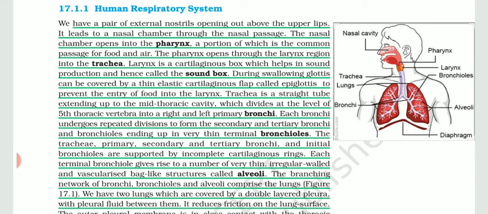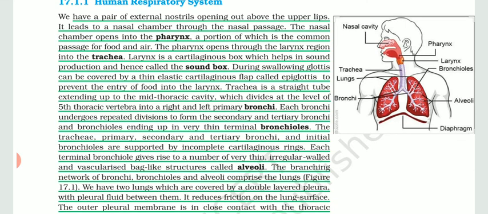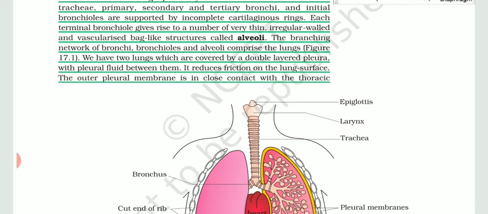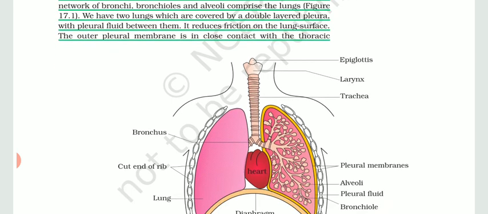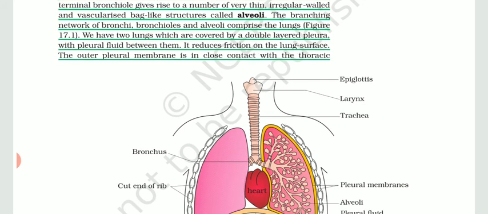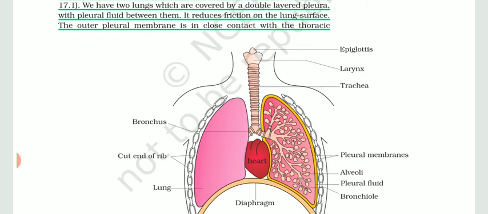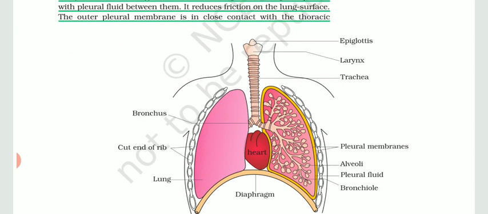Every bronchiole ends in a balloon-like or bag-like structure that is vascular in nature, called the alveoli. All these parts comprise the lungs. We have a pair of lungs in our body, covered by a double-layered pleura. You can see the yellow colored part on the side of the lungs. These two membranes are called pleural membranes, and a fluid is present inside them, named the pleural fluid.